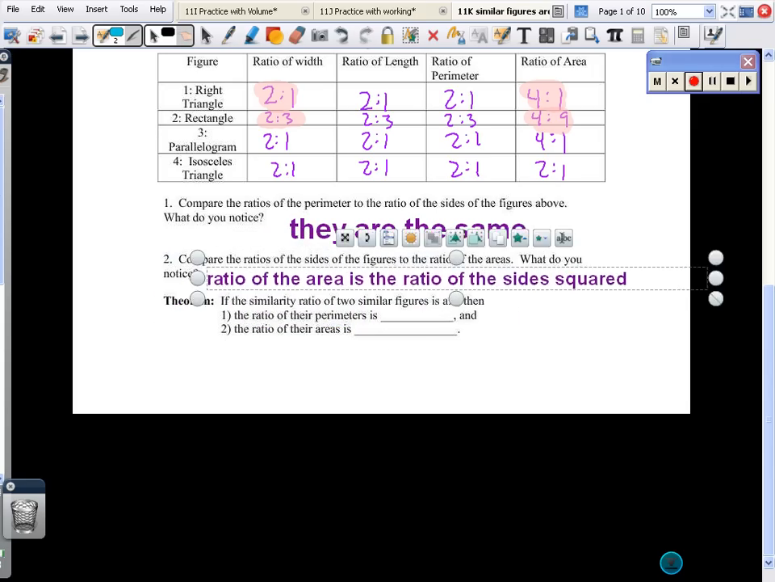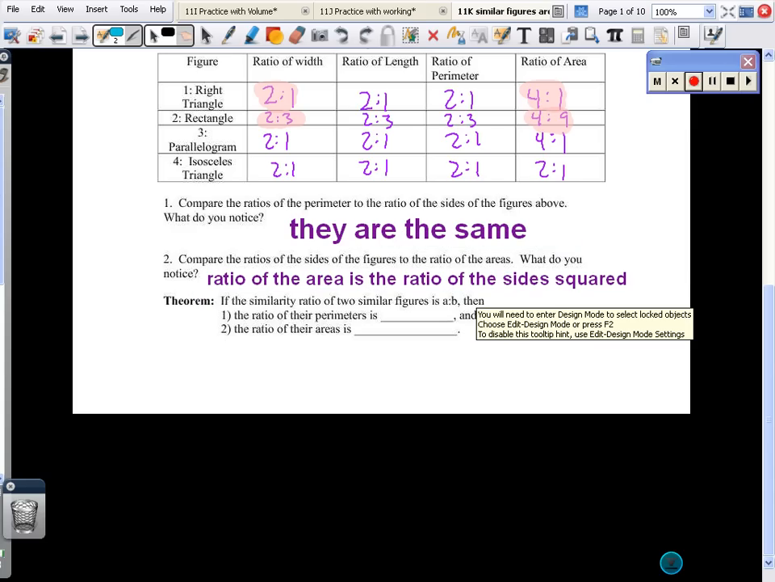Now let's take a look at the theorem at the bottom. If the similarity ratio of two similar figures is A to B, then the ratio of their perimeters is, well, that's also going to be A to B. The perimeter ratio and the ratio of those lengths each time was exactly the same. So that's also going to be A to B.